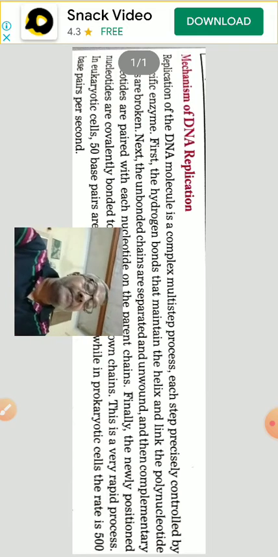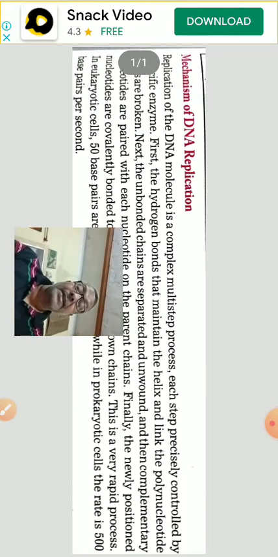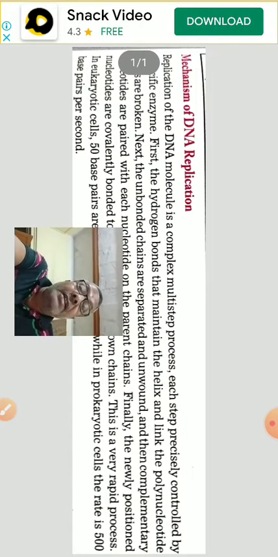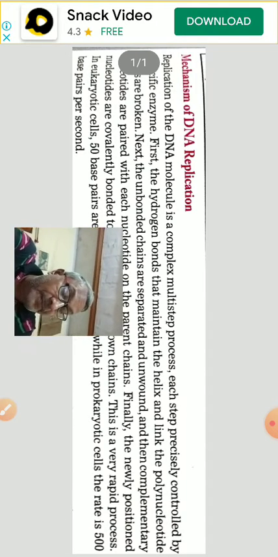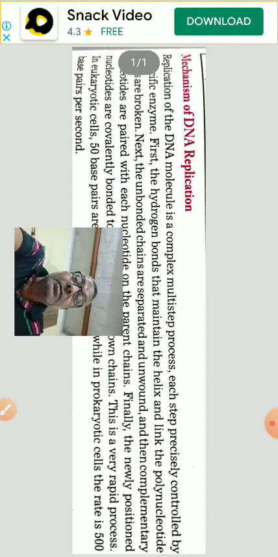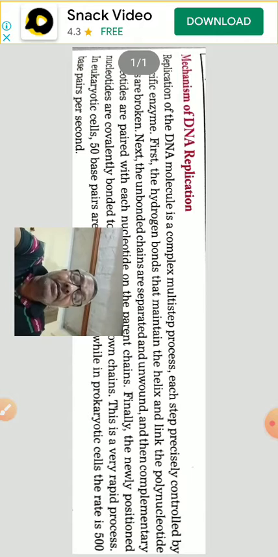The first step of DNA replication is origination of replication. Second step is unwinding of the DNA molecule, or separation of the two strands of the DNA molecule. Third is formation of RNA primer. Fourth is synthesis of new complementary strand. And fifth is proofreading and DNA repair.